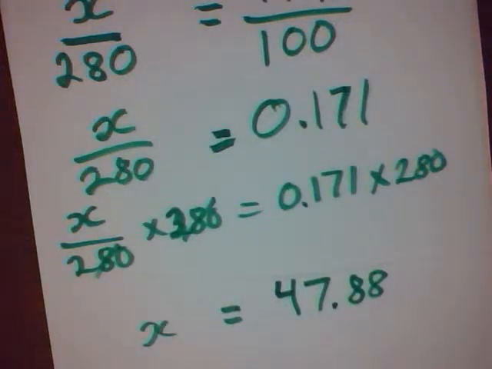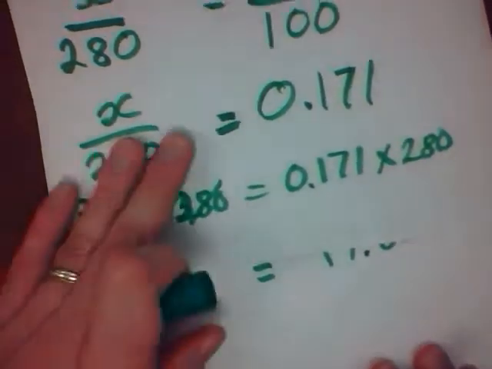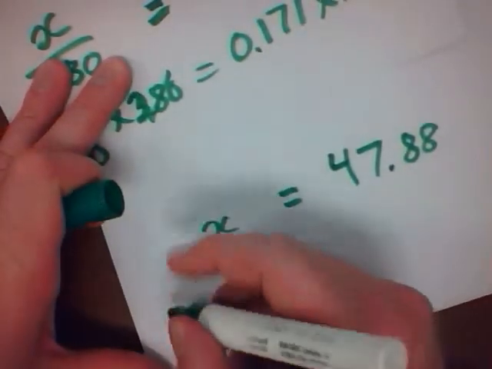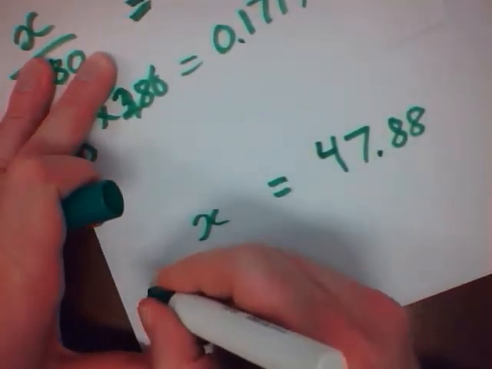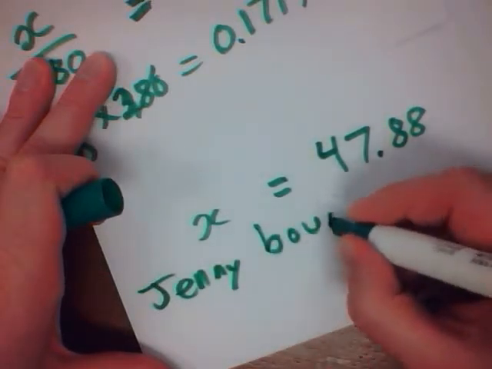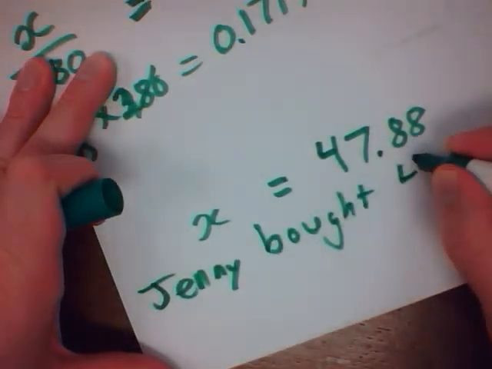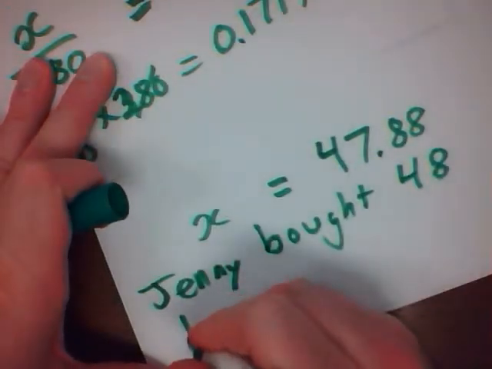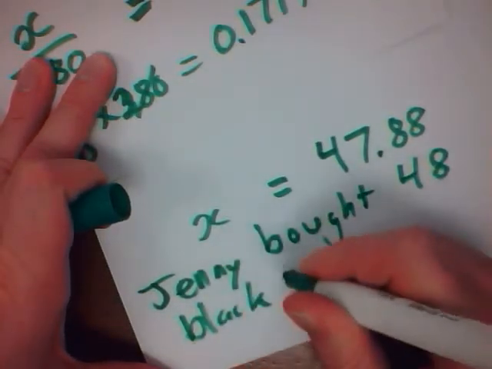Now, she bought jelly beans. Do you really think she had 0.88 of a black jelly bean? I mean, I get maybe she had part of a black jelly bean, but it really probably would not have been that accurate. In this case, it makes most sense to round to a whole number, so I can write in my final sentence, Jenny bought 48 black jelly beans.